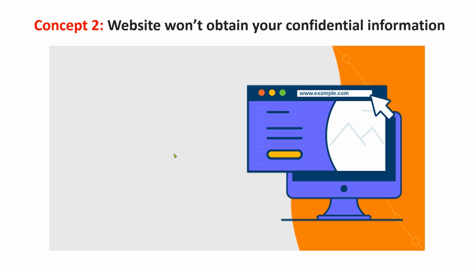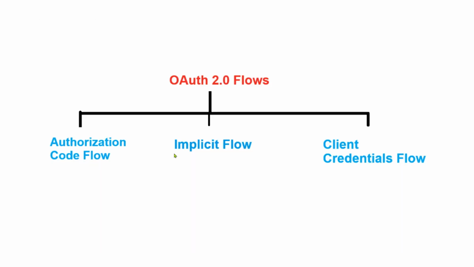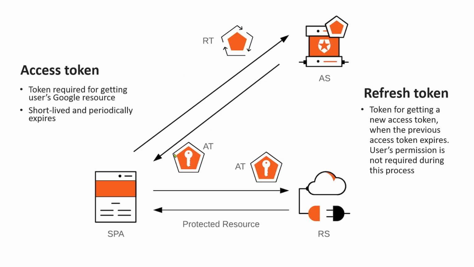So there are three types of grant types, which we can also call OAuth 2.0 flows. The first one is authorization code flow, then implicit flow, and client credential flow. We'll see the first one, that is authorization. Before that, you need to know the difference between the access token and the refresh token.